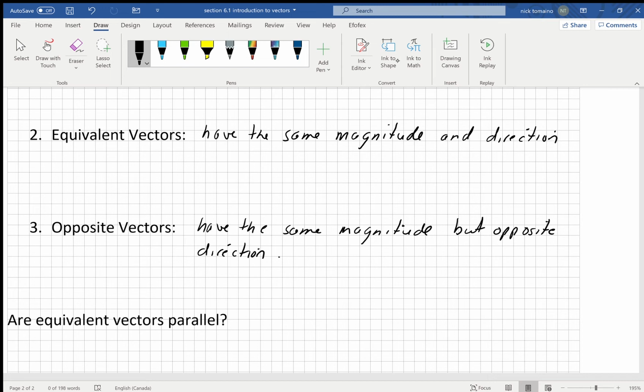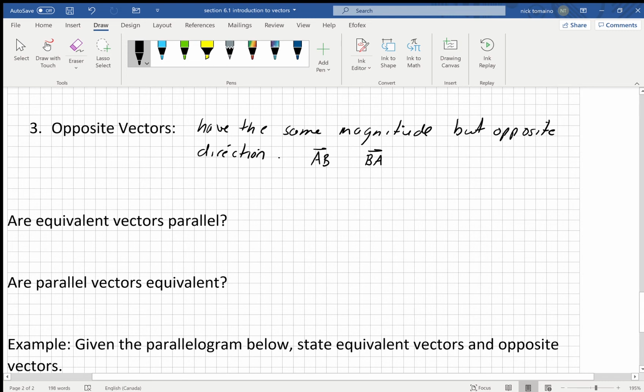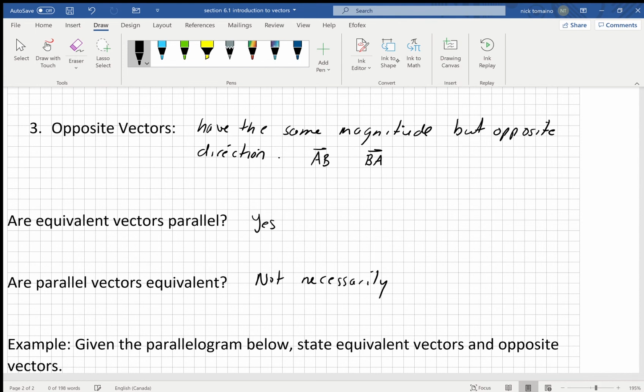So one way you can write it is you can say that if we have a vector from A to B, the opposite would be from B to A, and we write it like that. All right. So next, just a couple questions here. Are equivalent vectors parallel? Yes, they are, because they are the same vector. And are parallel vectors equivalent? Not necessarily, since they can have different magnitudes.